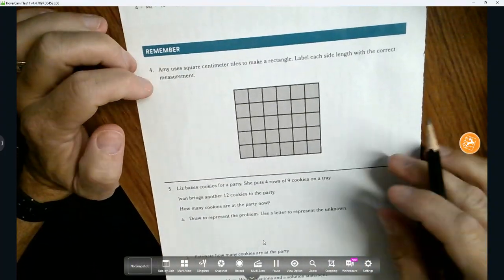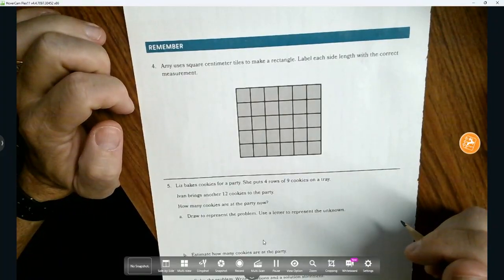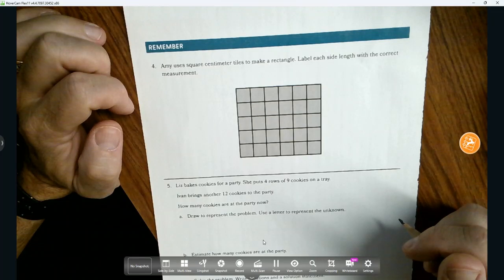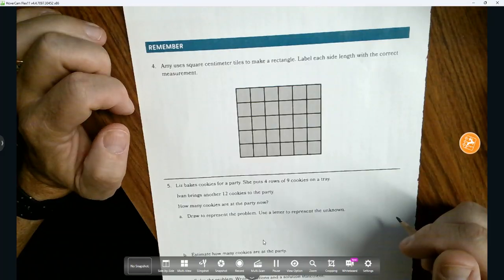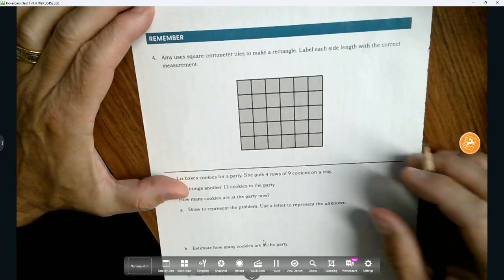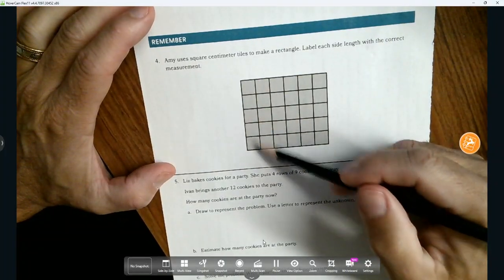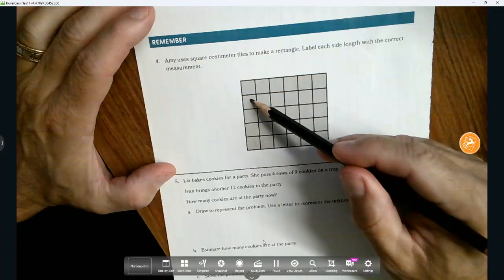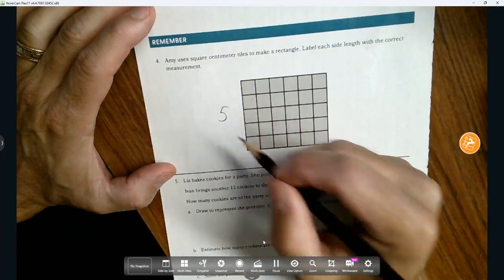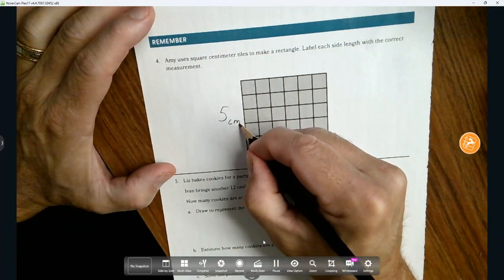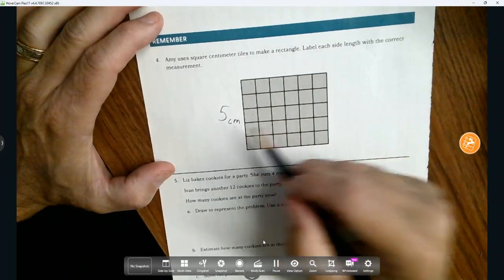All right, on the back, it says Amy uses square centimeter tiles to make a rectangle. Label each side length with the correct measurement. So they want us to measure this. Well, these are square centimeter tiles. So if we want to figure out how long it is, we're going to count. Just count the centimeters up. 1, 2, 3, 4, 5. 5, and they told us they were centimeter tiles. That means you got to give me the unit measurement. All right.